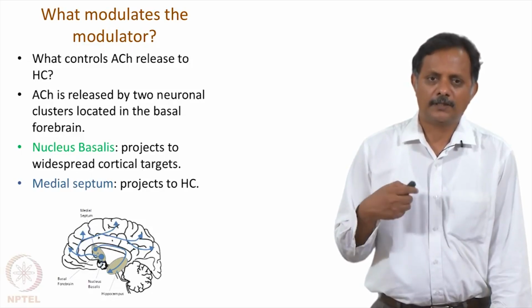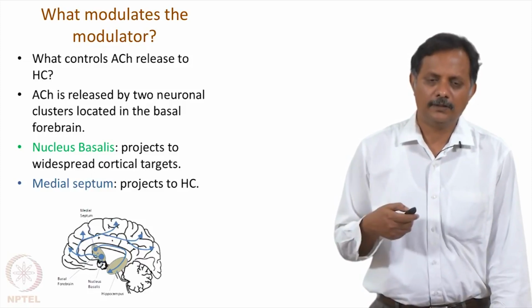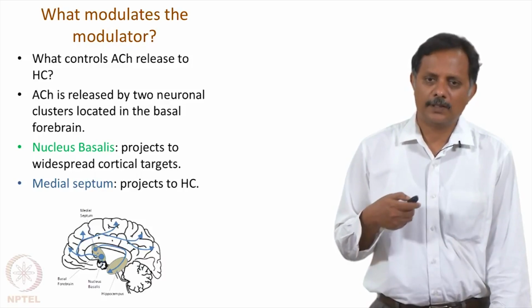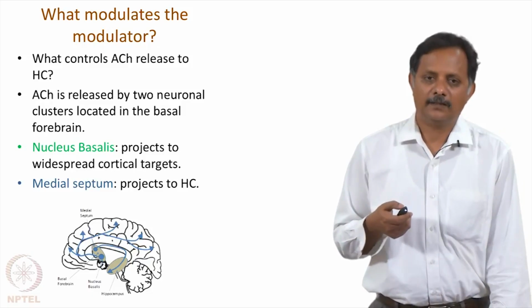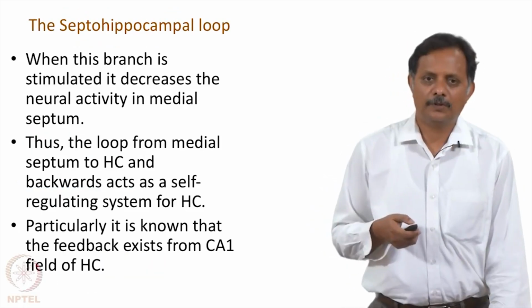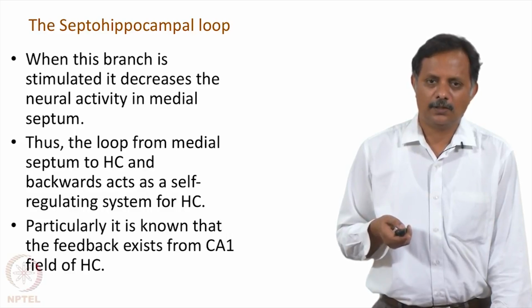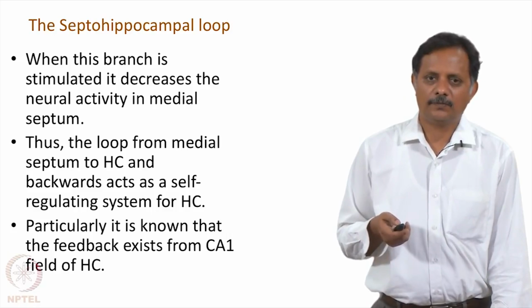ACH particularly is released by two neuronal clusters located in the basal forebrain. These are the nucleus basalis, which projects to widespread cortical targets, shown in this simple cartoon figure here, and another cluster, the medial septum, which projects to hippocampus. Actually the medial septum projects to hippocampus, and hippocampus projects back to the medial septum, and that is called the septohippocampal loop.